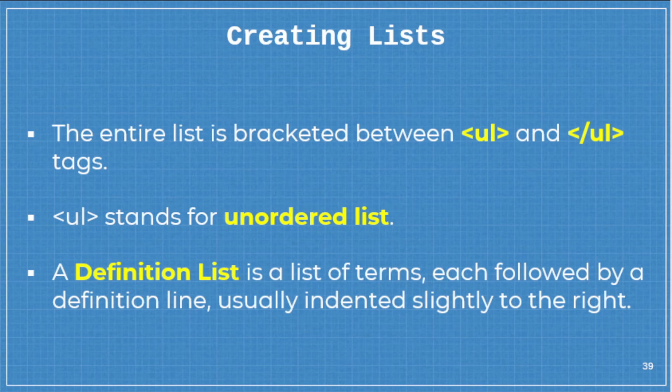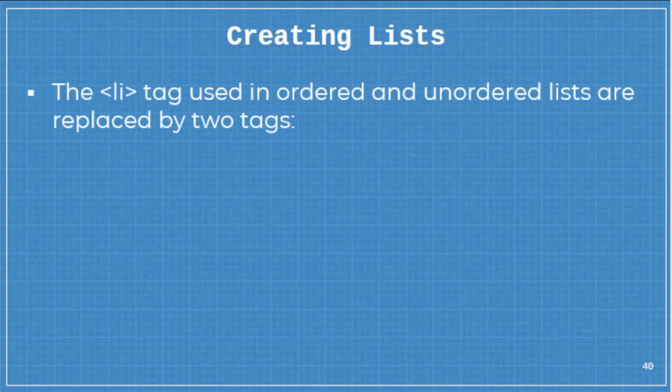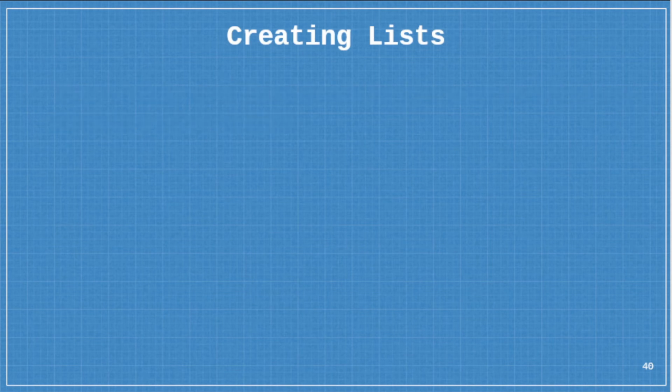Now a definition list is a list of terms, each followed by a definition line, usually indented slightly to the right. Now definition list is very useful if you're trying to define words. You type the word, then define it below. That's very useful.